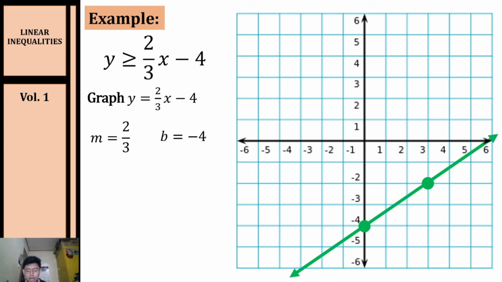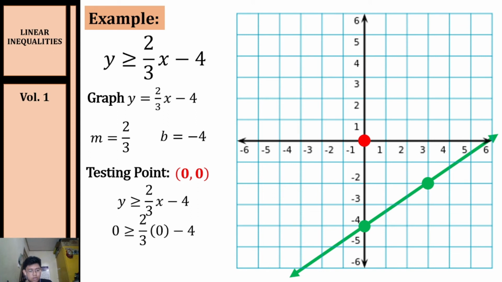We're not yet done. Let's identify which side we are going to shade. So let's use a testing point. And for our testing point, we will use the coordinate 0, 0. Let's substitute our testing point to our original inequality. So let's see if it will satisfy the inequality. So substitute, simplify, we will have 0 is greater than or equal to negative 4.